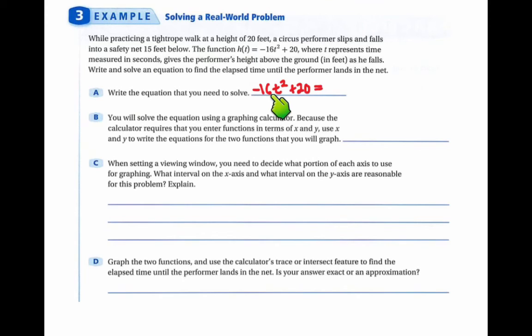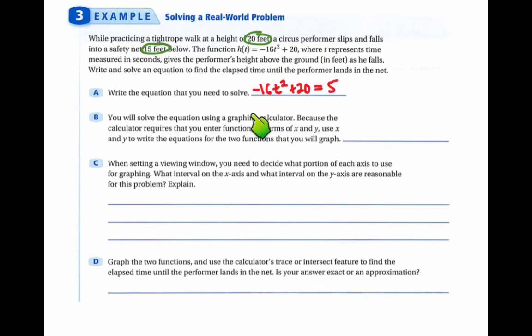We have negative 16t squared plus 20. And, well, how far is the person falling? They started at 20 feet. We want to know how far it is till they hit the safety net. So we're looking for when that equals 5. So that's the equation we're going to solve.